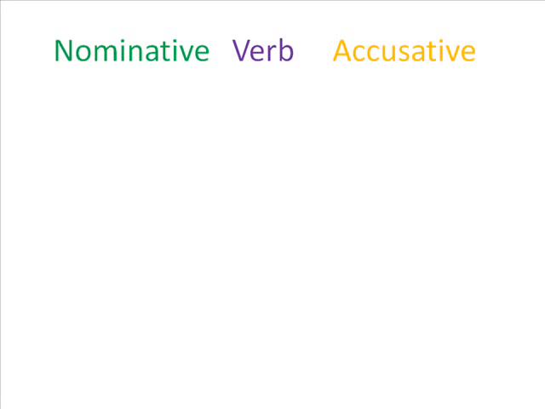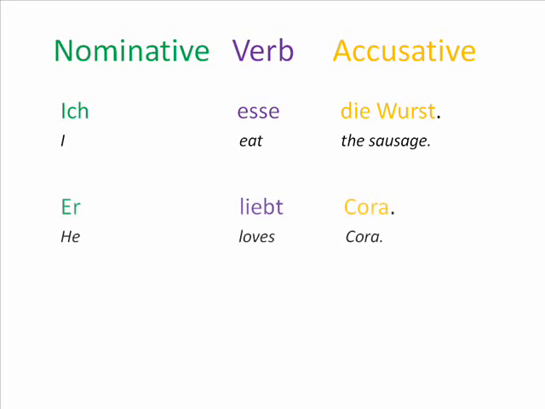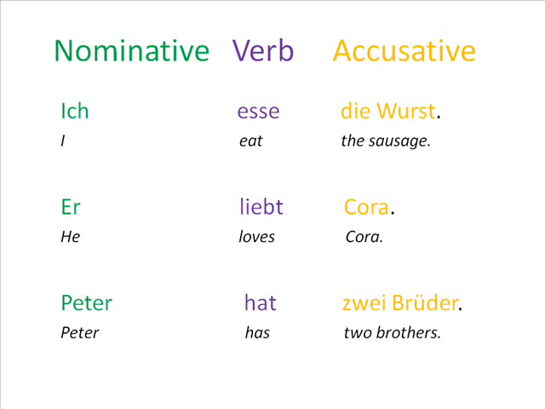The simplest sentences generally take the form nominative, verb, accusative. For instance, Ich esse die Wurst. I eat the sausage. Er liebt Cora. He loves Cora. Or, Peter hat 2 Brüder. Peter has 2 brothers.